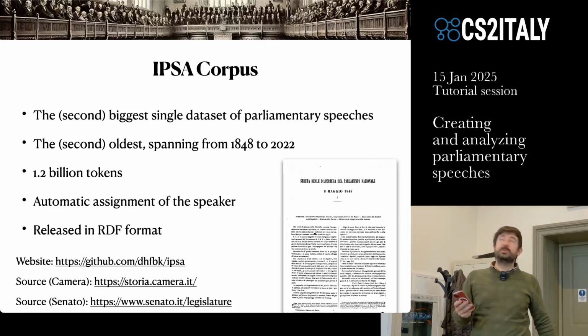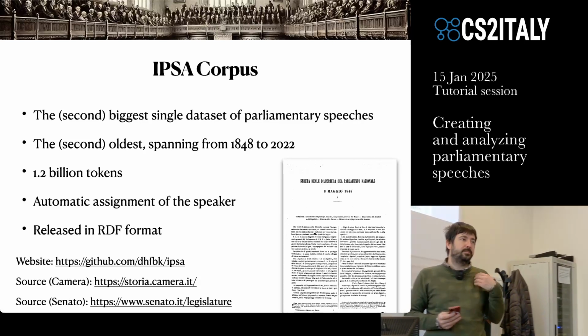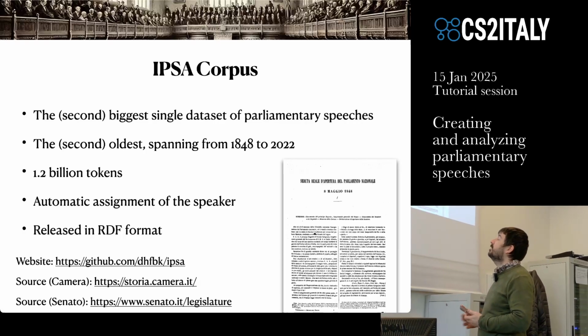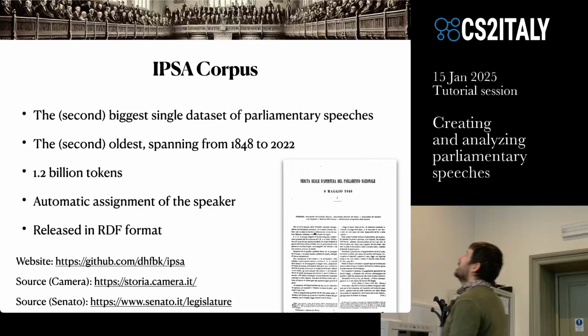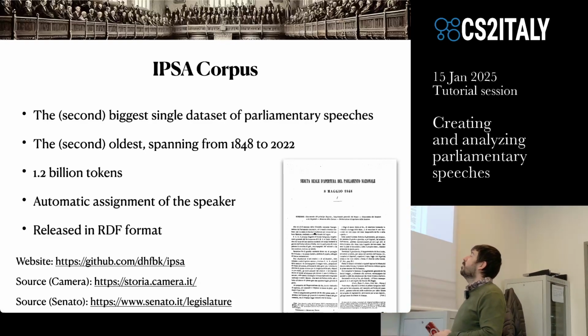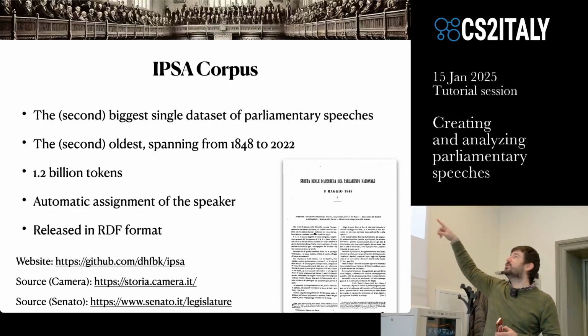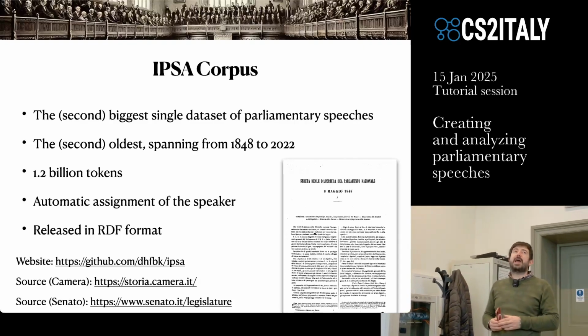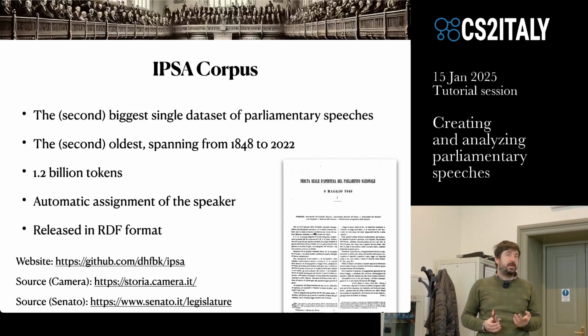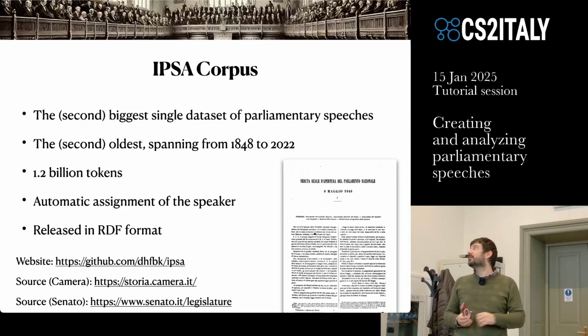Okay, this is the Ipsa Corpus. It was developed by me and a student some years ago. It's the second biggest and the second oldest. I'm the second. Silver medal. It has 1.2 billion tokens. We tried to assign the speaker automatically, and I will show you how precise it is. This was a very, very difficult task. Probably now that we can use LLMs, it can be easier, but LLMs have a very, very bad property: they are expensive if you need to use a lot of queries, and they are slow. They are really, really slow. You cannot ask an LLM for 5 million pages. It takes forever.